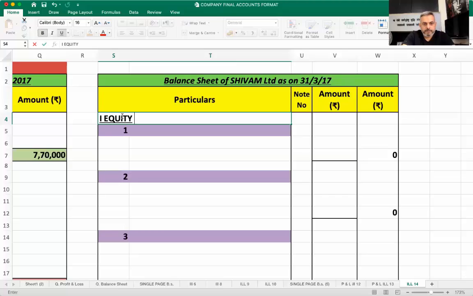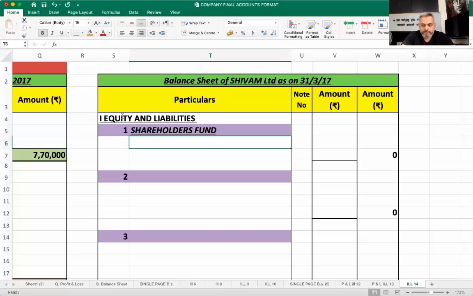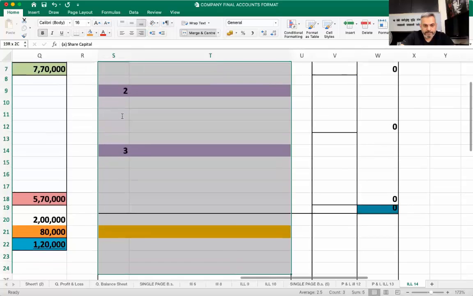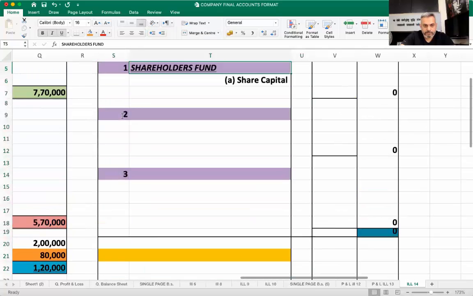First, equity and liabilities. In equity and liabilities, first is shareholders' fund. In that, share capital. A bit of formatting is required from my side. Hold on.